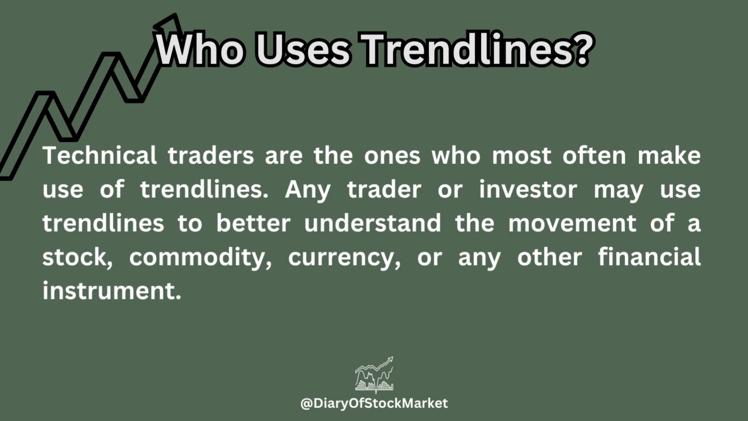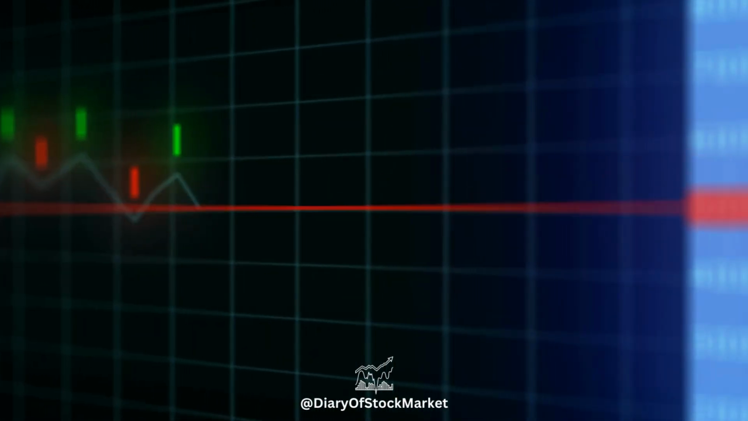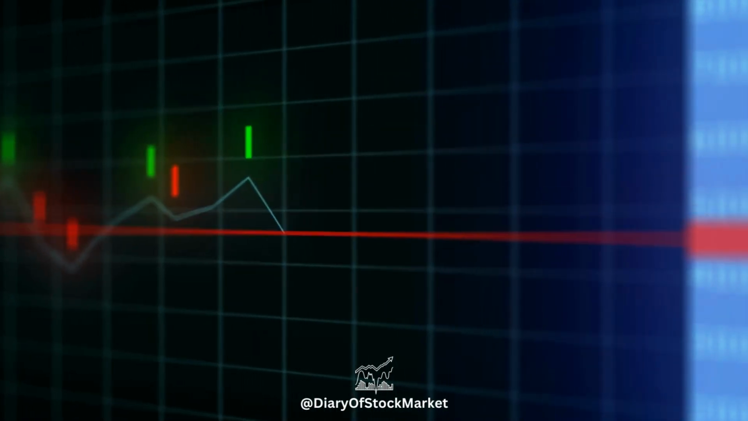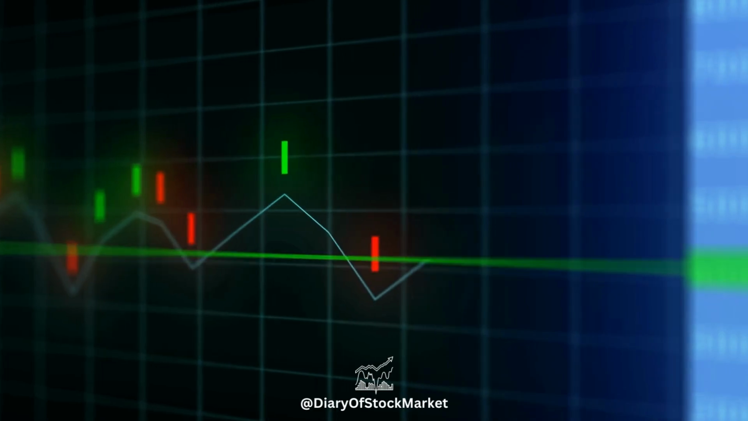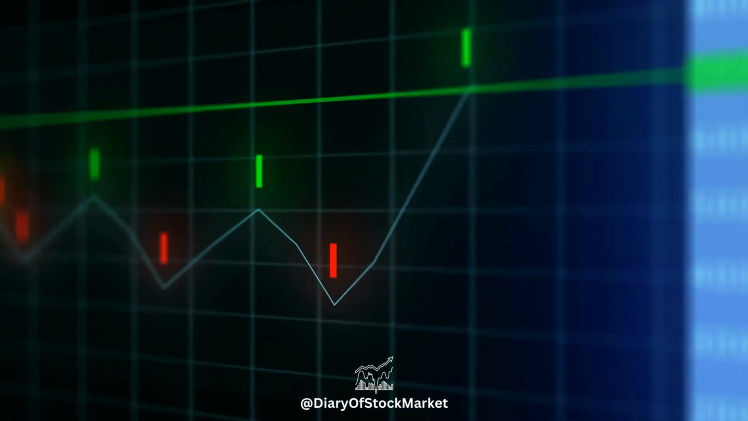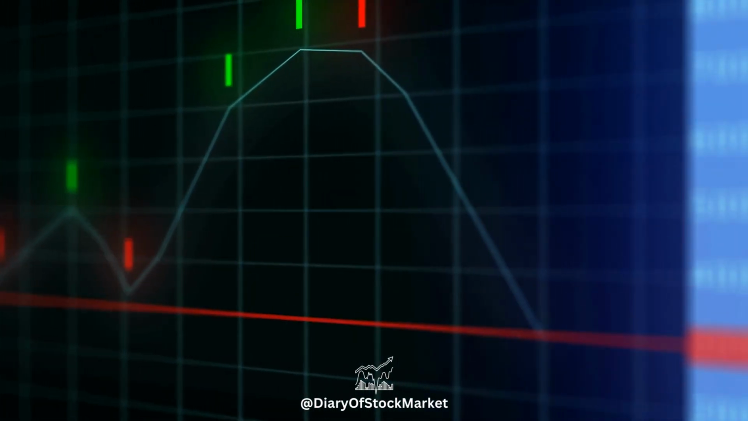Any trader or investor may use trendlines to better understand the movement of a stock, commodity, currency, or any other financial instrument. What is the difference between the various types of trendlines? There are a lot of distinct categories of trendlines to choose from. Linear, logarithmic, polynomial, power, exponential, and moving average are the most prevalent types of functions.